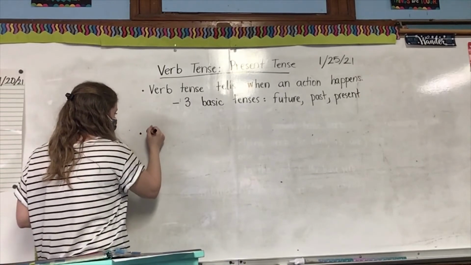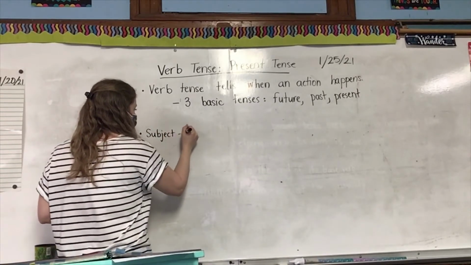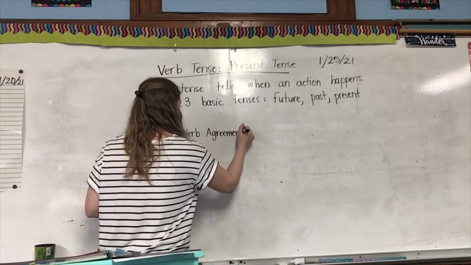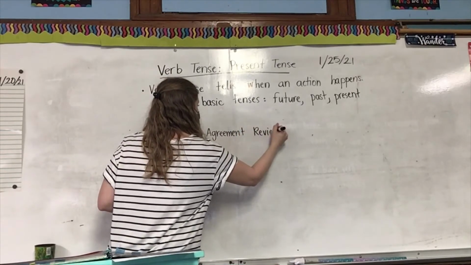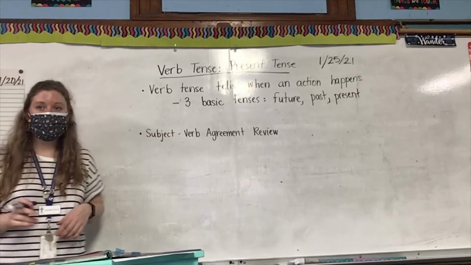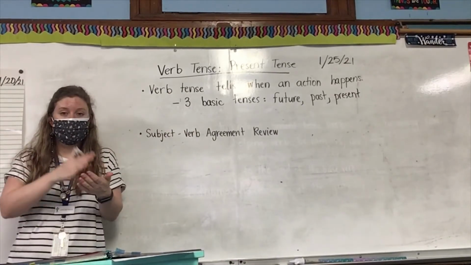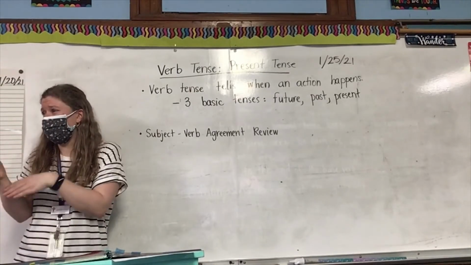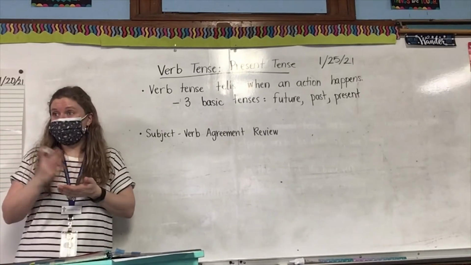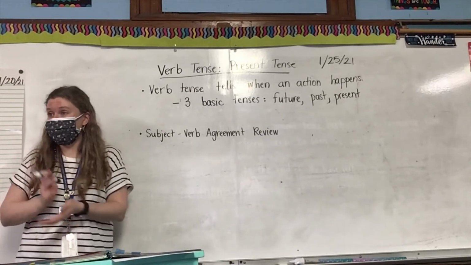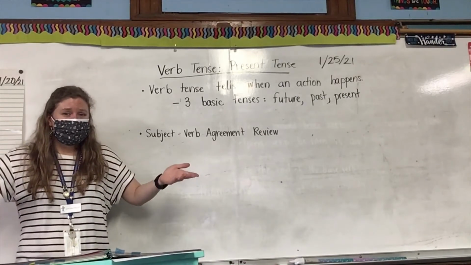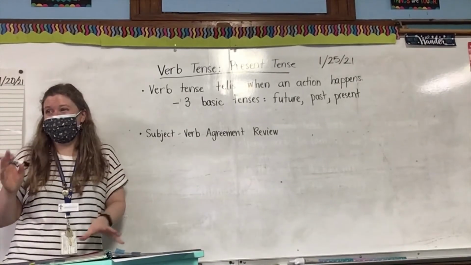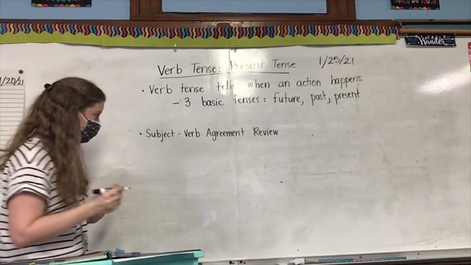So, let's do a quick subject, verb, agreement, review. Because we know subject-verb agreement really only matters in the present tense. Past and future tense, you'll find out we don't have to make the verbs and the subject agree. The verb in the past tense, all you do is add ed. You don't add sed, you don't add eds. So, subject-verb agreement review matters today because we only have to worry about it in the present tense.